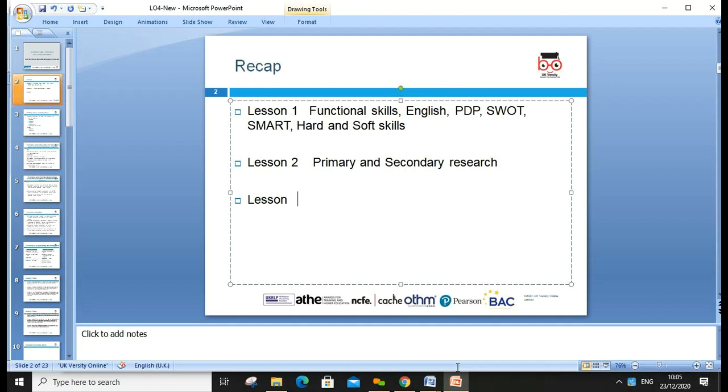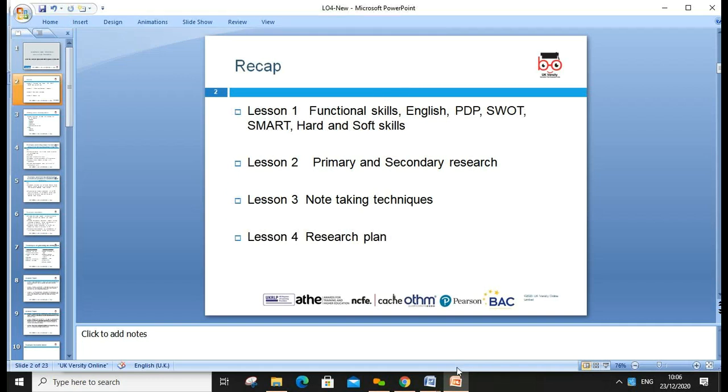Lesson 3, we discussed note-taking technique. So that's what we learned in lesson 3, and today lesson 4. Lesson 4 again, research plan. Research plan, how we can make a research plan. That's the crucial topic of today's lesson.